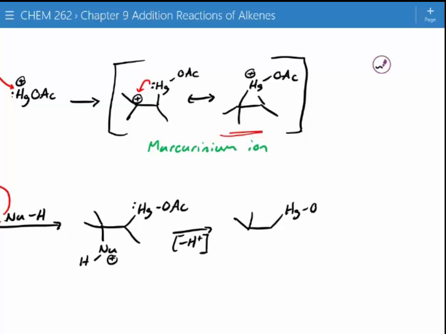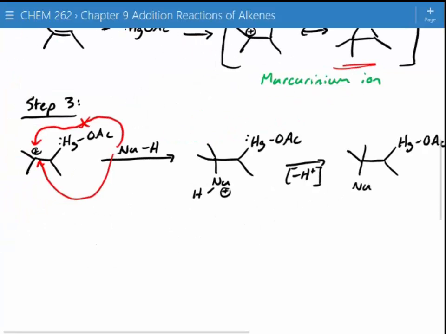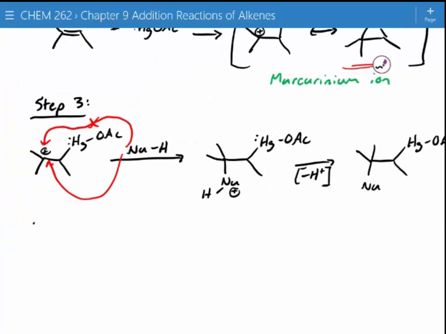We've got this HgOAc and our nucleophile. And then last but not least, we've got step 4. Step 4, I'm not going to ask you guys to know the mechanism for. Step 4, we just need to remove this mercury group through a reduction reaction. So if we've got this nucleophile attached where we want it, we want to pop off this mercury.